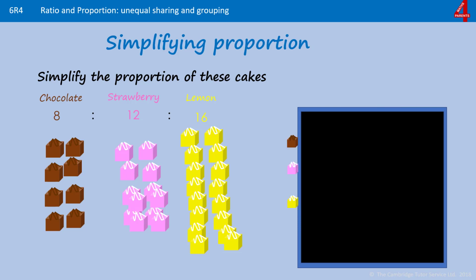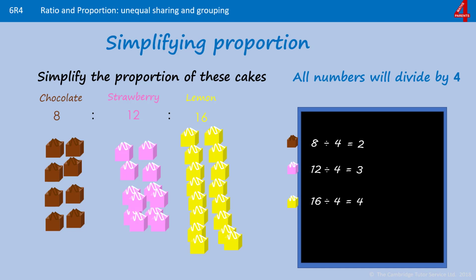Another way of solving this, and again this is my favourite way but not everybody's, see that all the numbers will divide by 4. 8 chocolate, divide it by 4 straight away, gives you 2. 12 strawberry, divide it by 4, gives you 3. 16 lemon, divided by 4, gives you 4. I think that this is just quicker, and then you're straight away working with much smaller numbers, which I always find easier. If we add those together, we have 9 cakes in each group.